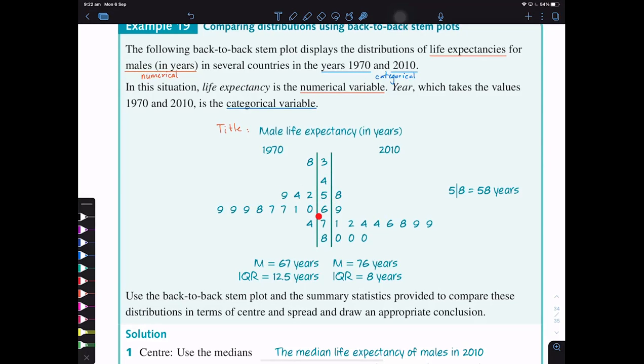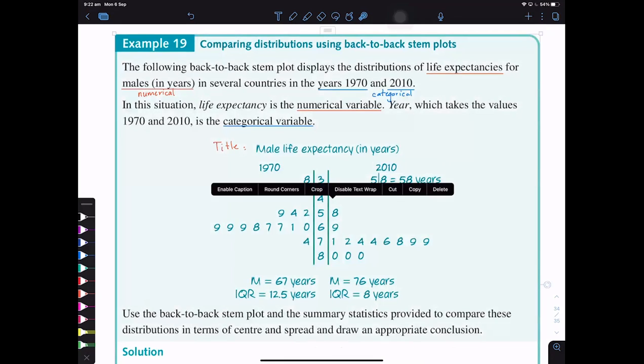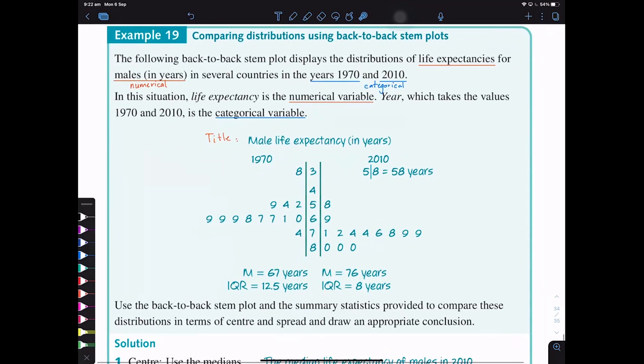Here, 58, 59. What do you notice? What can you comment about this? Can you just make a random comment about it? I want to see what you are able to gather so far from this. Think about life expectancy, yeah? Do you reckon people would have lived longer back then, or do you reckon people would have lived longer now? And back it up with some evidence. What are your thoughts?